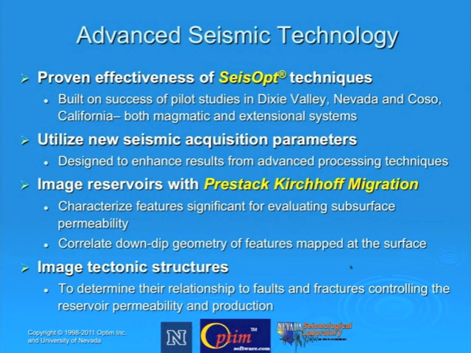So then, given the accurate velocities from SeisOpt, we bring in another tool called pre-stack Kirchhoff migration, often known as pre-stack depth migration, or you might even see it abbreviated as PSDM. And that's able to take advantage of the velocity information, characterize significant features in the subsurface, and especially the ones that have to do with permeability in the geothermal reservoir. And also, we can look down dip from features that are mapped to the surface and get their geometry in the subsurface.